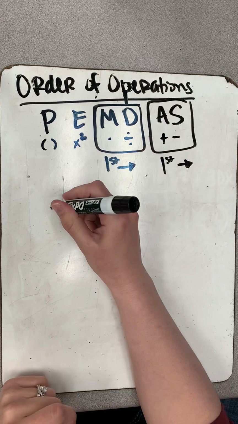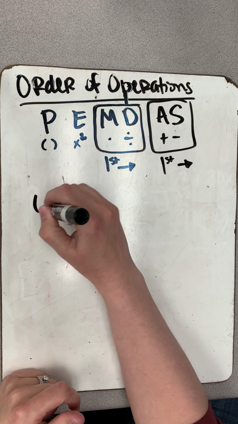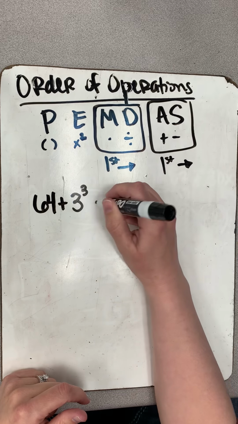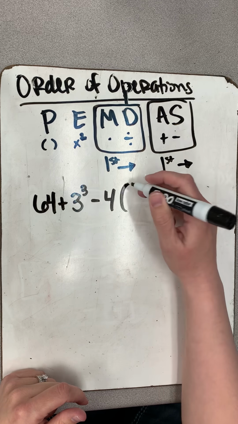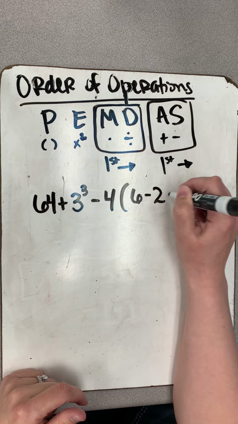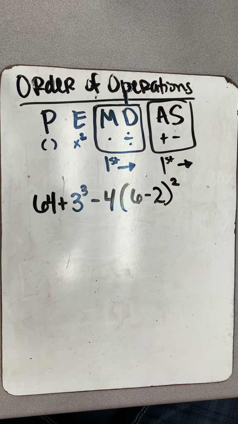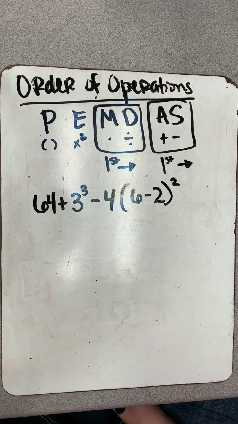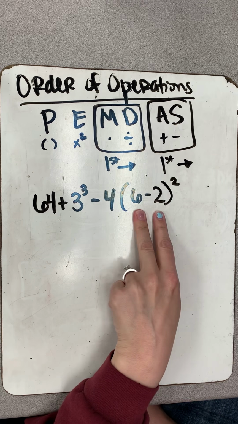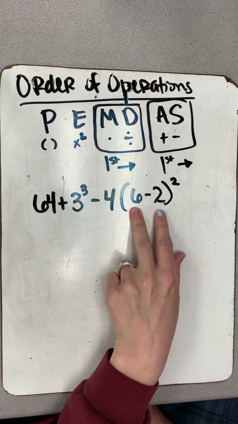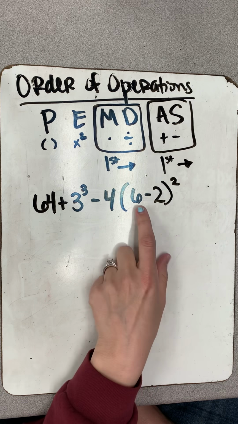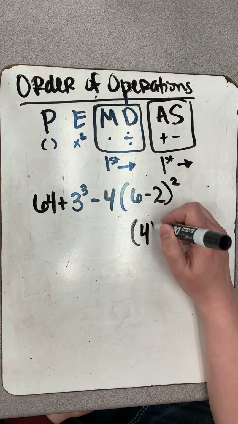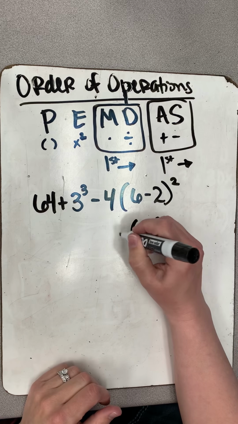Let's do some with both parentheses and exponents. 64 plus 3 cubed minus 4 times parentheses 6 minus 2 parentheses squared. Okay. So now I have a little bit of everything. I need to start with my parentheses. My parentheses are right here. I can do what it tells me to do on the inside. So it's telling me 6 minus 2, that gives me 4. So I bring everything else down.